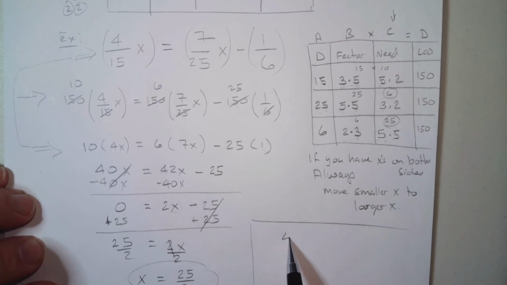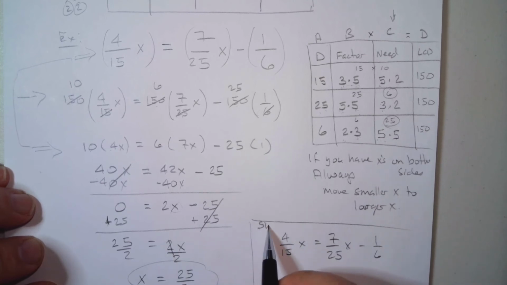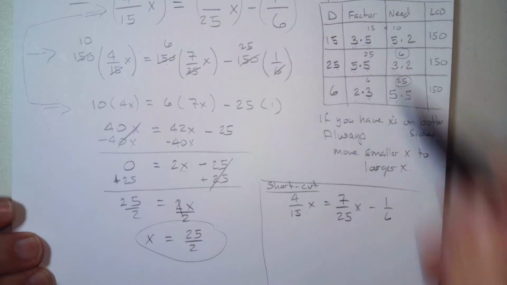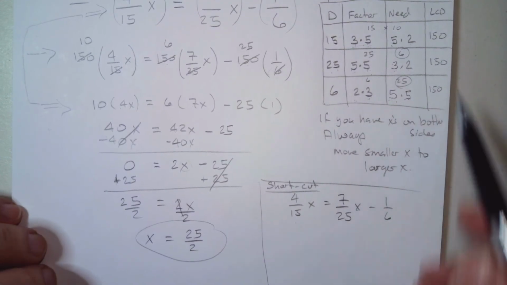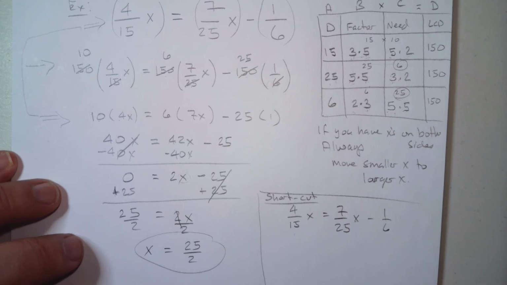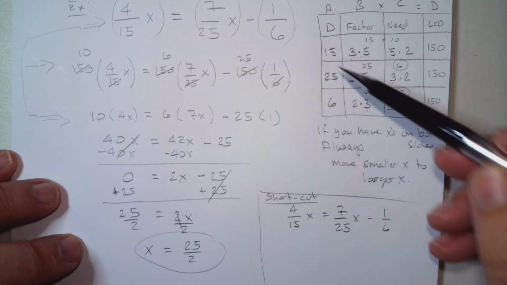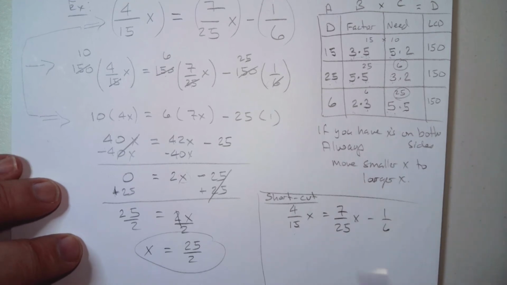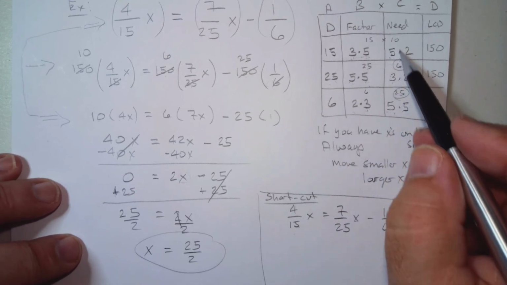So we know here, I'll show you how. 4 over 15x, 7 over 25x, 1 over 6. This is a shortcut. So we have our table, we have our denominators, we have our LCD. So we know each of these numbers fits into the LCD. And this is how we make them fit.